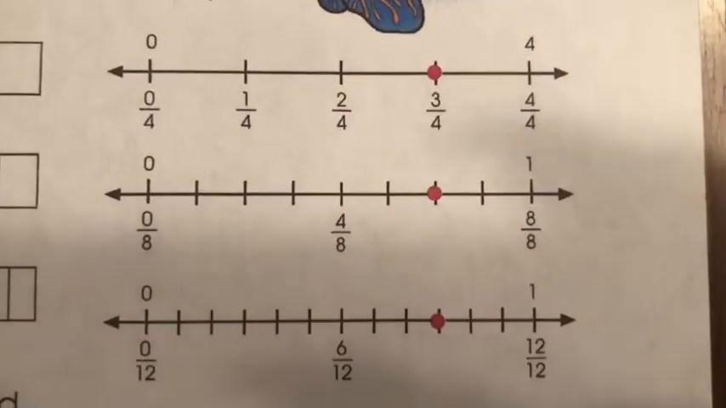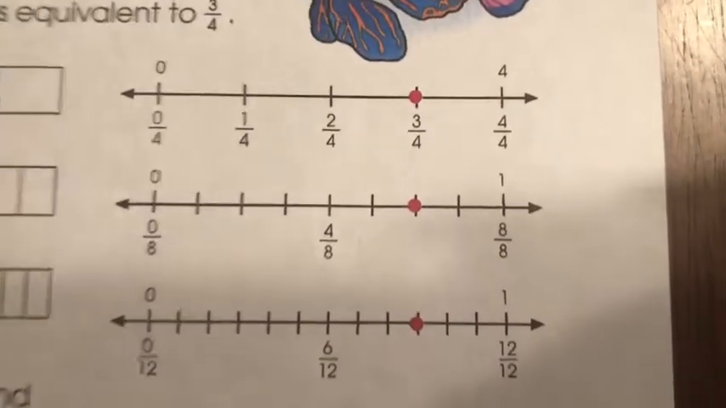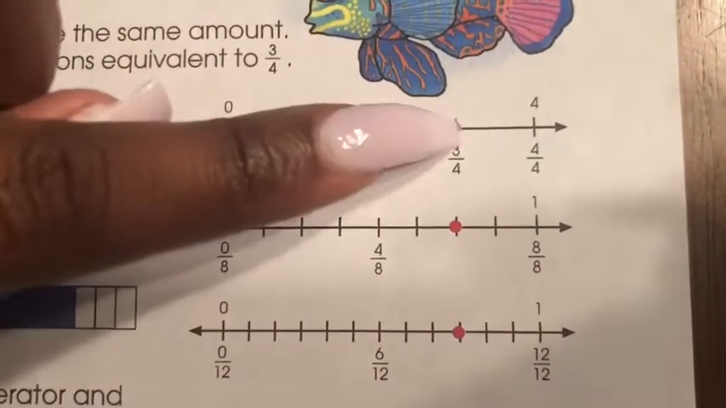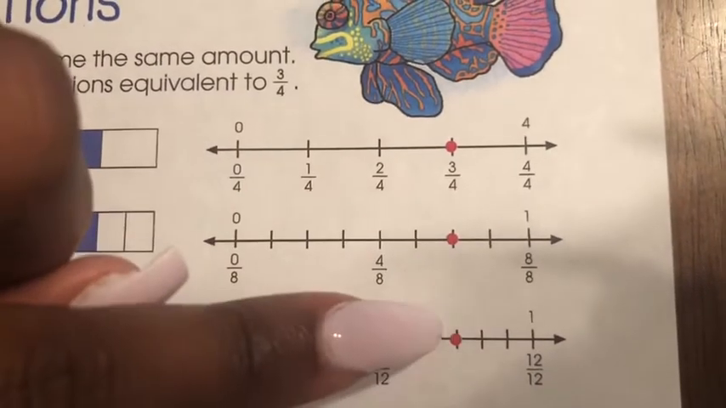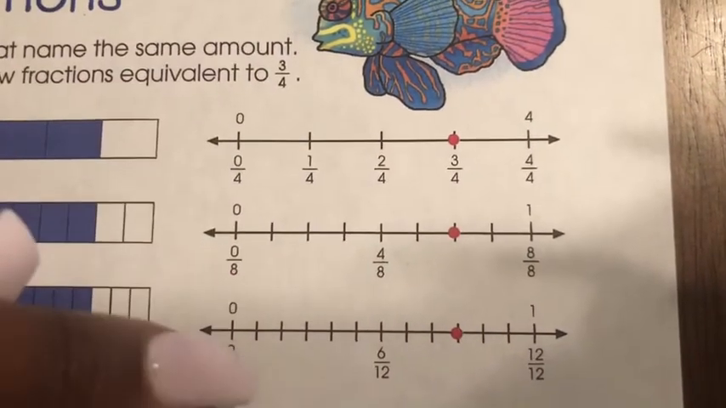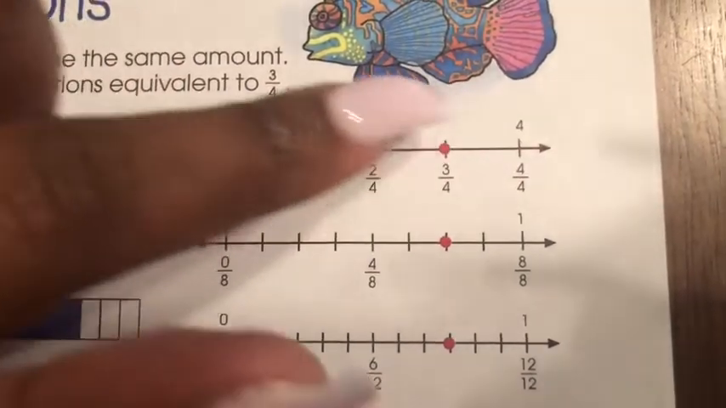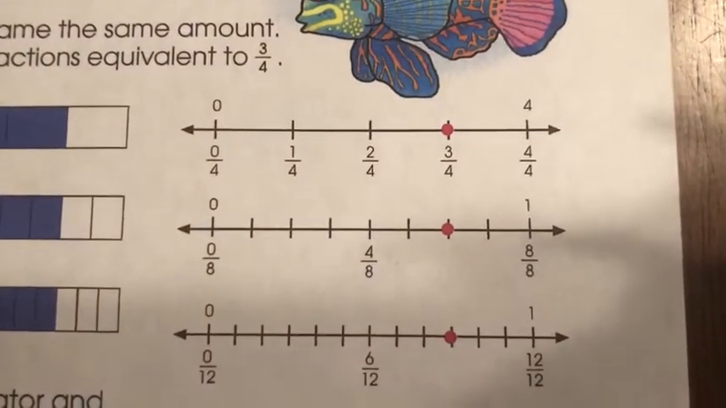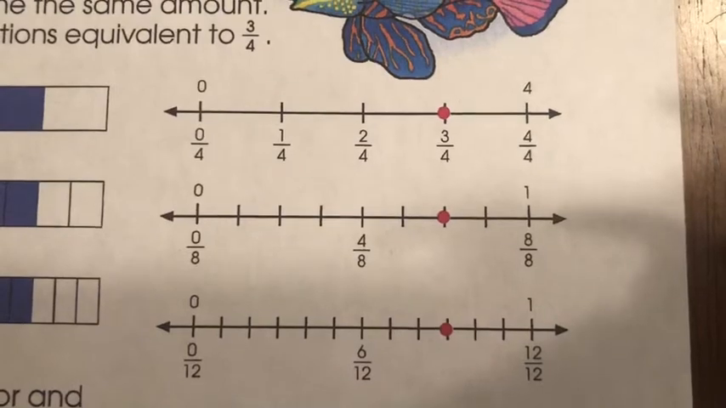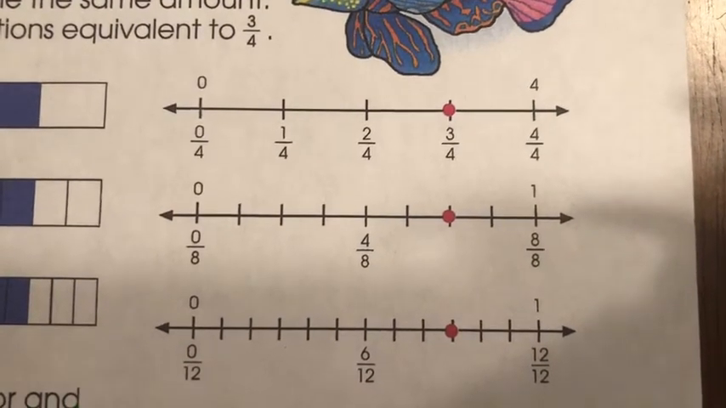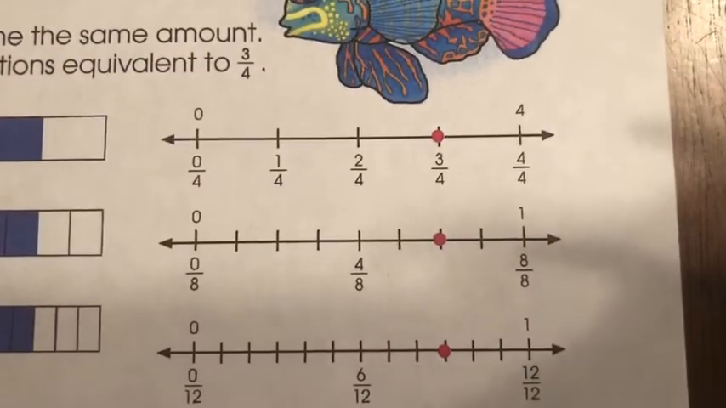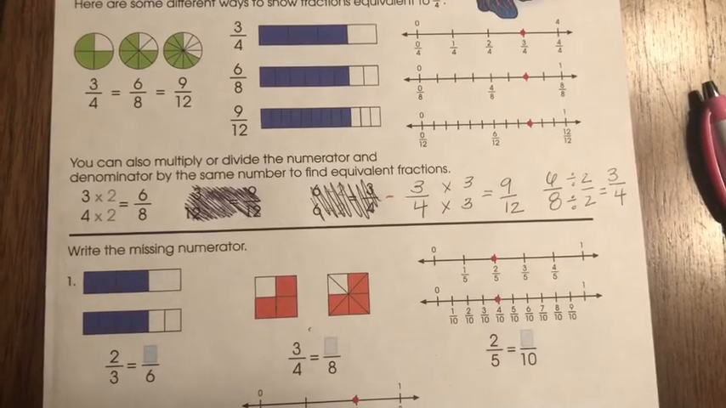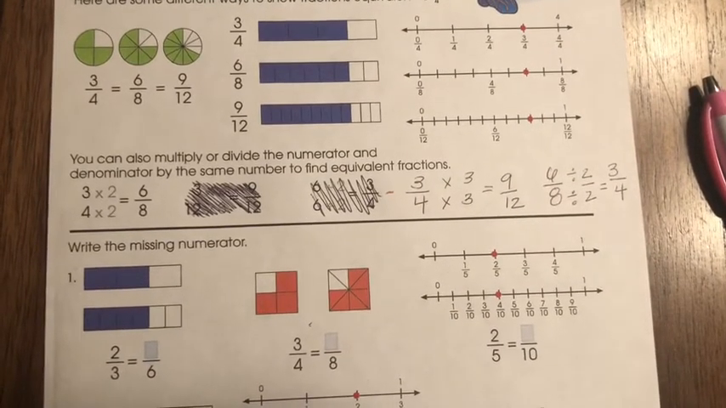Next we have a number line here, and you see that the same space on each number line is represented. So 3/4, 6/8, and 9/12. All of these have the same space marked in red on the number lines. Though the number line is broken up into more spaces, it's still the same space marked on the number line because they are equivalent. Okay, you can also multiply or divide the numerator and denominator by the same numbers to find equivalent fractions.